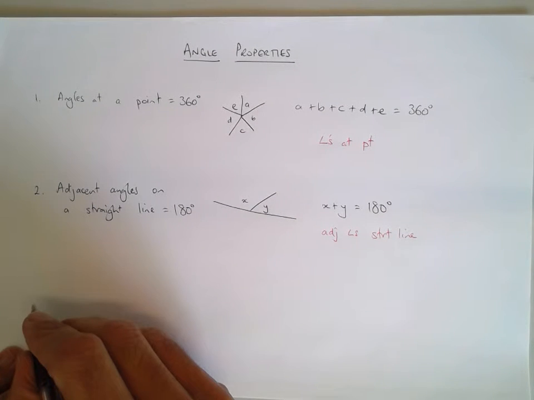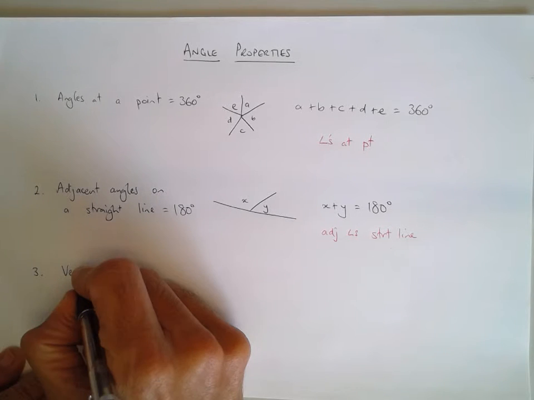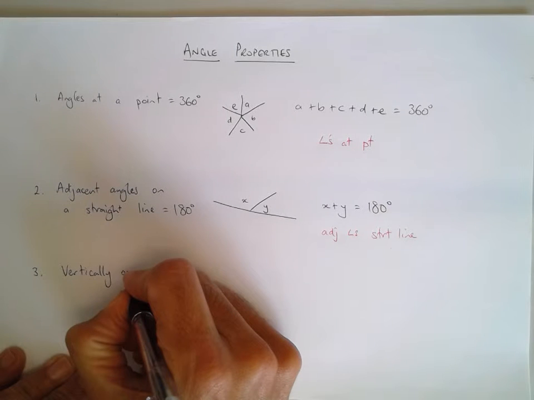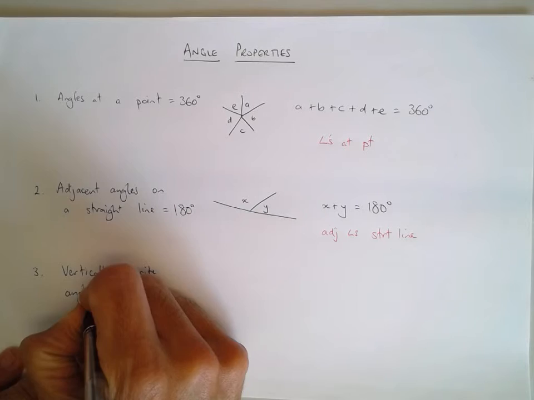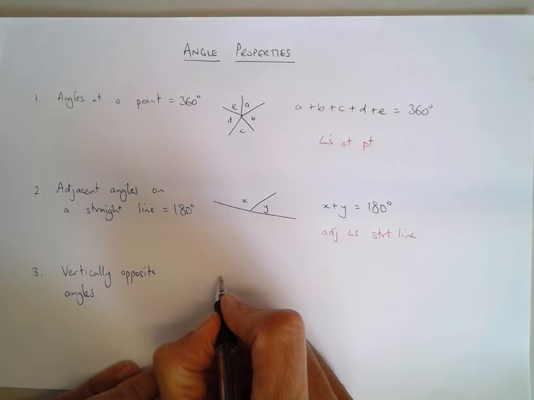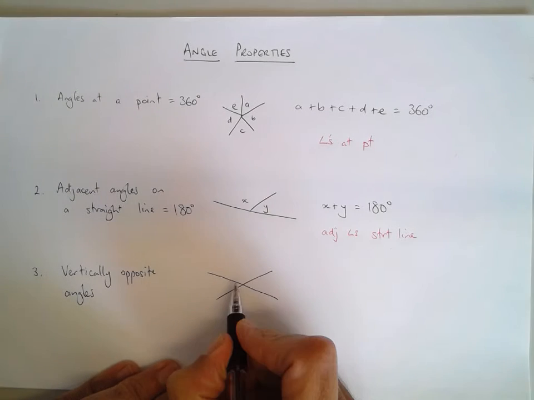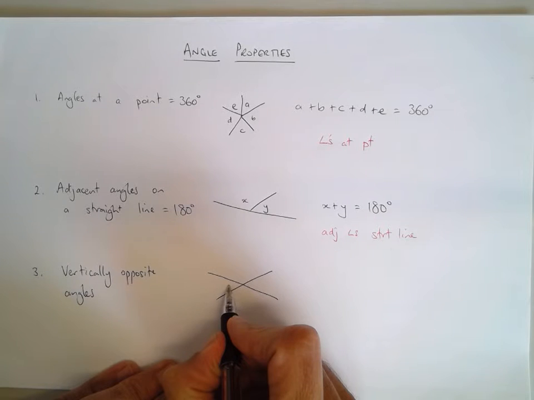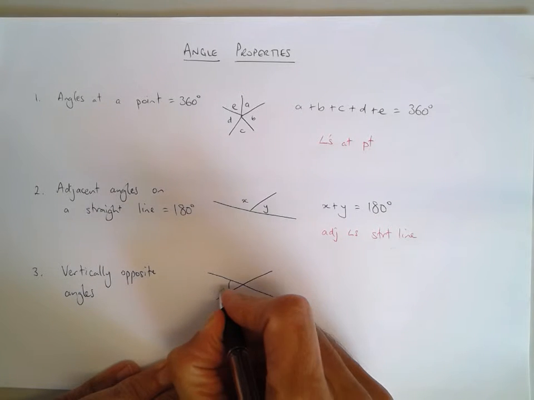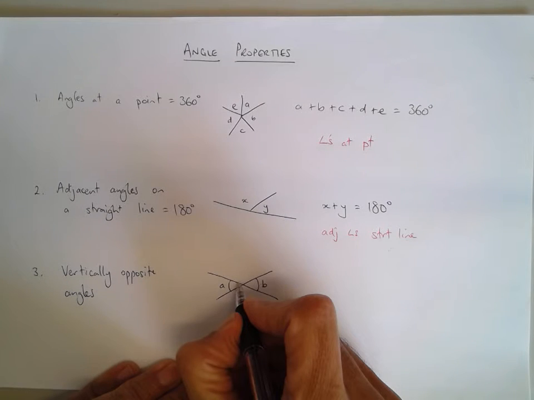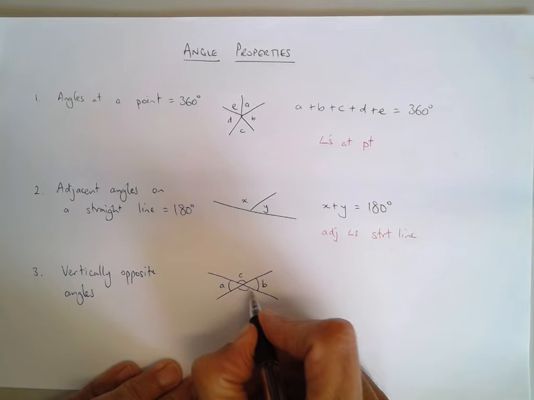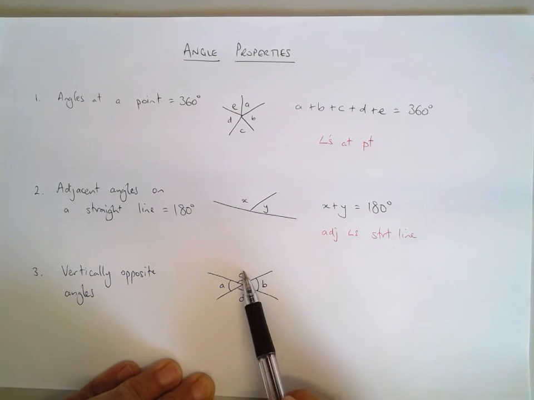The last one we're going to look at is what we call vertically opposite angles. So by vertically opposite angles we mean two angles which are directly opposite each other. For instance, these two angles here, A and B, they're vertically opposite. These two angles here, C and D, are also vertically opposite each other.